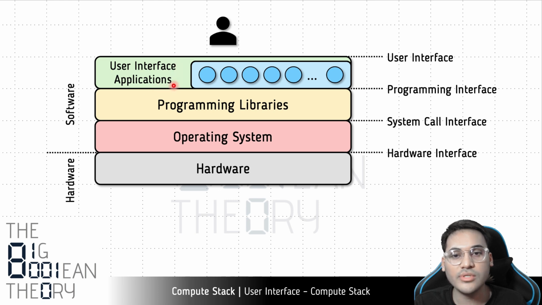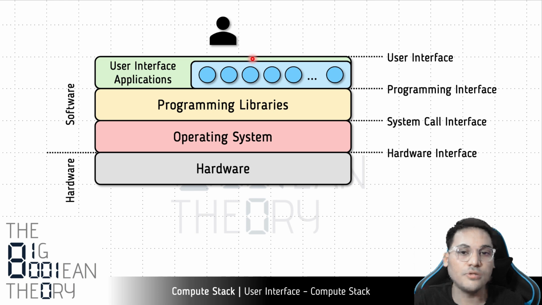Now let's talk about the placement of this layer of software. As you can see, the user interface applications are the topmost layer in the compute stack. And just like the user applications, they are written on the same interface, that is the programming interface which is exposed by the programming libraries. As you can see, there is a thin layer of encapsulation over the user applications by these interface applications.